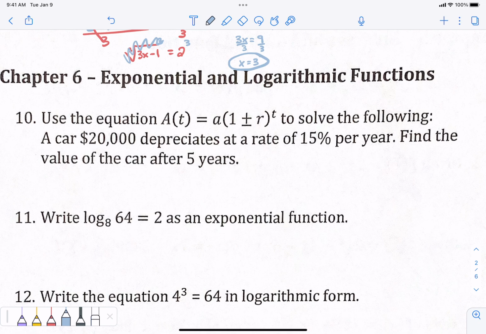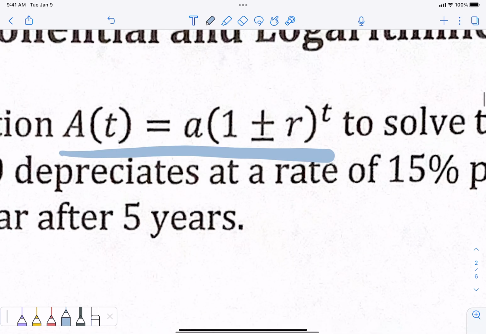This equation right here is going to give us the stuff that we need, but let's dissect this. Let's talk about what A of t means. That's your ending, your after amount, what it's worth after a certain period of time. What is this A? That's the starting amount. We call this P most of the time, but this is the starting amount.